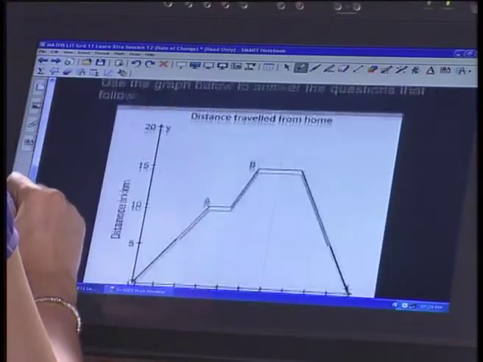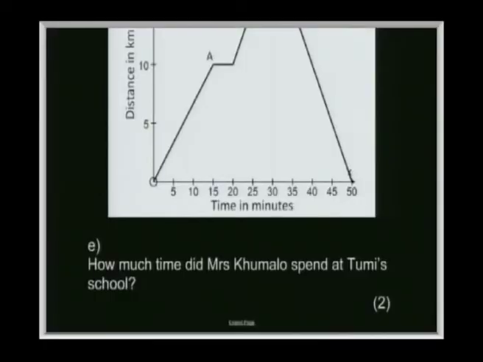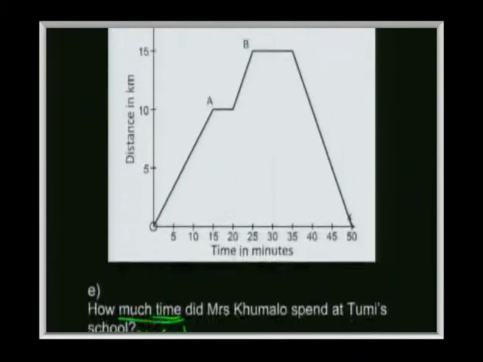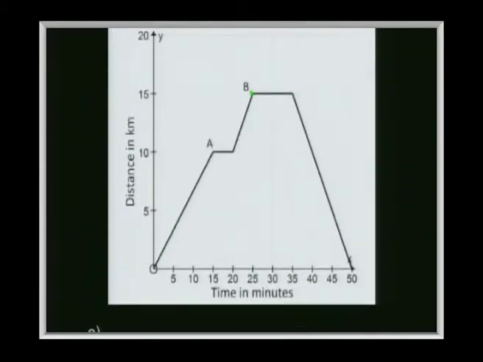And let's look at the next one. E. How much time did Mrs. Khumalo spend at Tumi's school? Well, let's remind ourselves, Tumi's school is at point B on the map, and let's have a look here. Mrs. Khumalo arrived at point B, and then the line was flat. This flat line means that she didn't move anywhere.